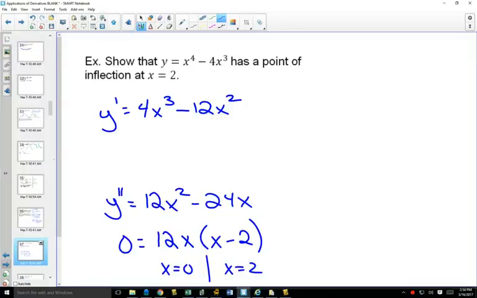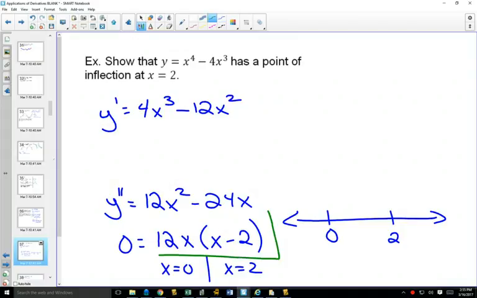We have two critical points for our second derivative. We can draw our number line and put 0 and 2 on there. And then anytime you're checking concavity, you're going to plug things into your second derivative. So on my number line with my second derivative, I plug into my second derivative. For my number line with my first derivative, I'd plug into my first derivative.